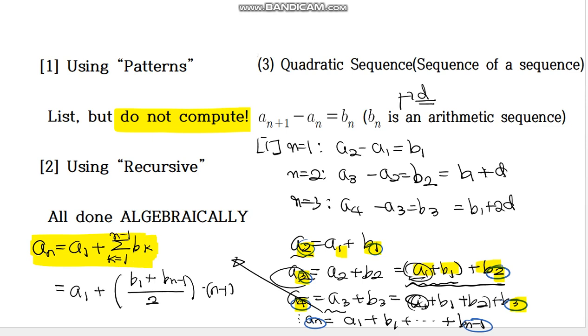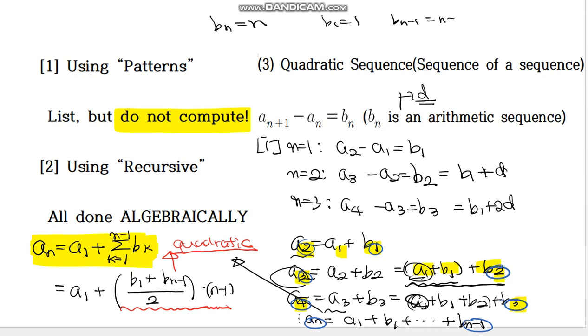This is a general term of a quadratic sequence. Why is it a quadratic sequence? Because when you get a sum of any arithmetic sequence, you always get a quadratic here. If you're not convinced, think about this. Let's just say Bn is n, right? Then B1 is 1 and Bn minus 1 is n minus 1. Therefore, adding these two, 1 plus n minus 1, divided by 2 and times n minus 1. Now, this eradicates each other. Then you have n minus 1 over 2. This is a quadratic because you have n squared here, right?